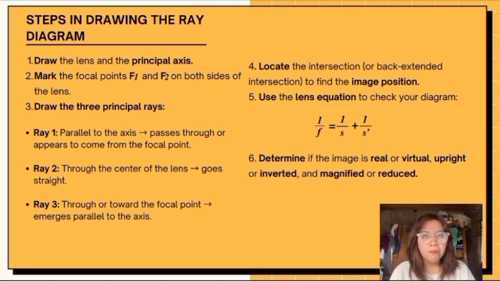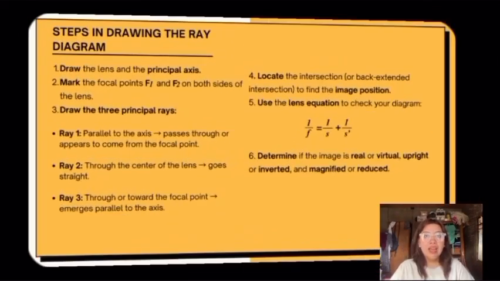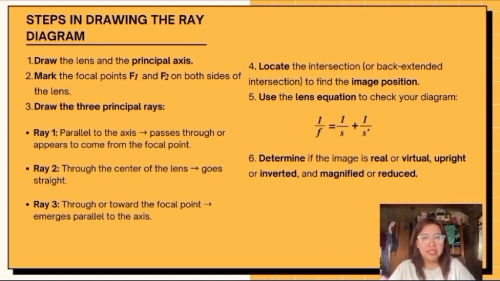Next, we mark the focal points on both sides of the lens. The focal points are the blue dots. They are found on both sides of the lens. These are labeled as F1 and F2. Then we draw the three principal rays.